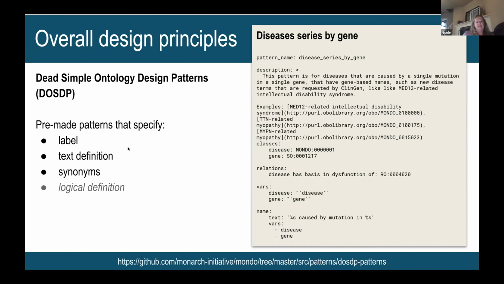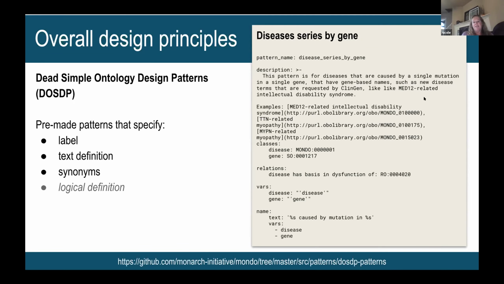And then the patterns also specify the logical definition, but I grayed this out because this is something that we wouldn't expect any of you to be able to write for us. But just for our development purposes, this is helpful because it helps create the logic that goes behind the terms, so we can do reasoning and inferencing over the terminologies. But for your purposes, what I'd like to go over with you is how the patterns can specify the labels, the text definitions, and the synonyms.